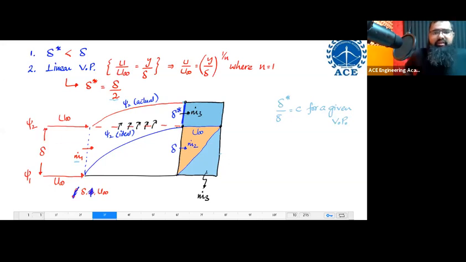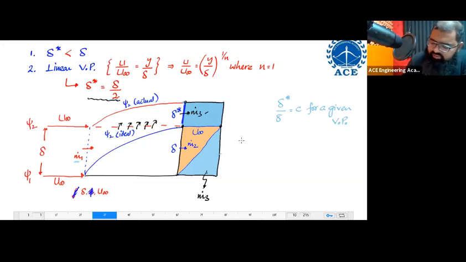As far as the linear velocity profile is concerned, remember this result: delta star has to be equal to half of delta. Now, many times questions will come in examination. I'm talking about previous examination questions only, where they will ask you how much is the value of m dot 3. Always try to develop m dot 3 from here.